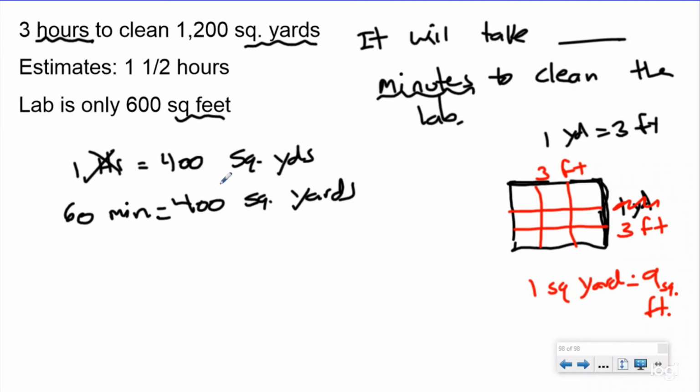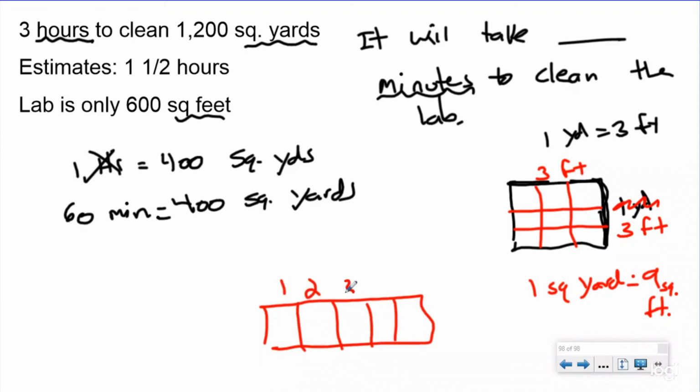So if I need to turn 400 square yards into square feet, I need to multiply by 9. So let me draw a tape diagram down here to prove what I'm thinking. I know that I have 400 square yards. Okay, there we go. So 1, 2, 3, dot, dot, dot, 400 square yards. And each square yard is going to be 9 square feet.